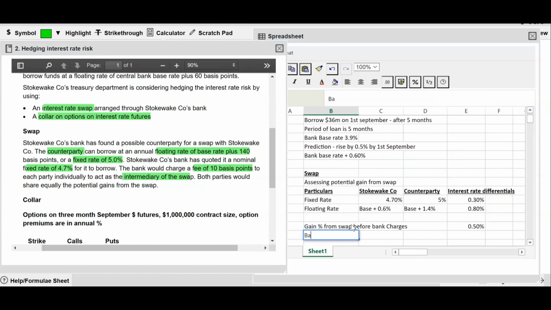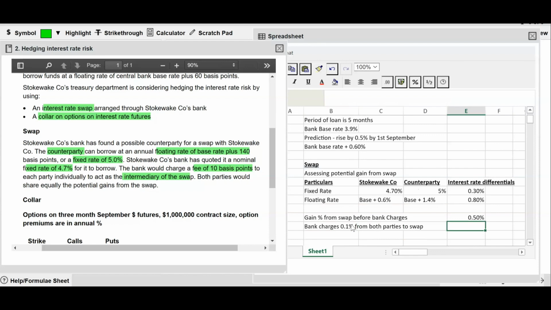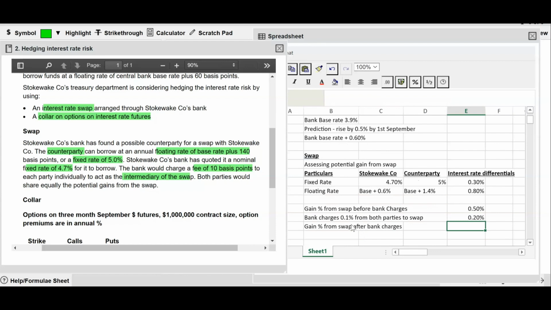And the bank is going to charge, bank charges 10 basis points. So what are the bank charges? That is 0.1 percentage from both parties to swap, and that happens to be 0.20 percentage. So what is going to be the gain percentage from swap after bank charges? It's going to be 0.5 minus 0.2, happening to be 0.3 percentage.